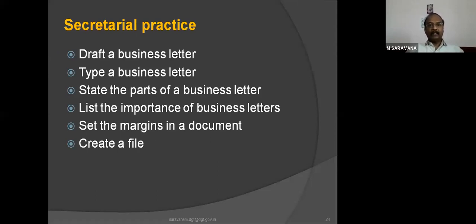It may be a theory or it may be a practical. For secretarial practice related trade, you see: draft a business letter, type a business letter, state the parts of a business letter, list the importance of a business letter, set the margin in a document, and create a file. So these are the terms; so many statements are there which you can write according to your lesson. You see the first words: draft, type, state, list, set, and create. These words are measurable. So the objective is clear. The learning outcome is good.